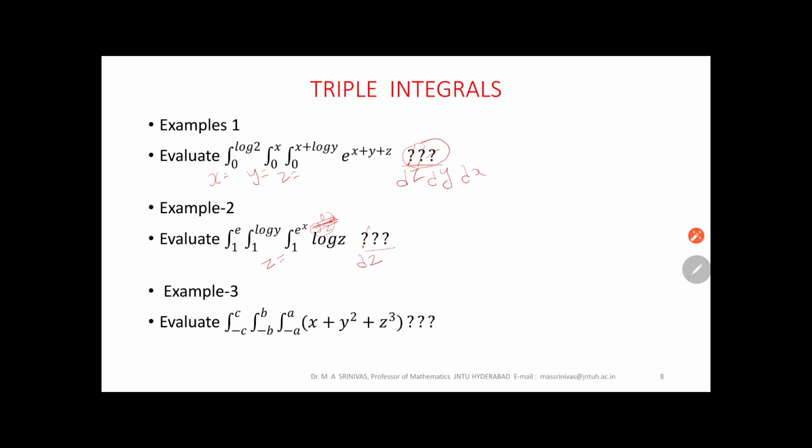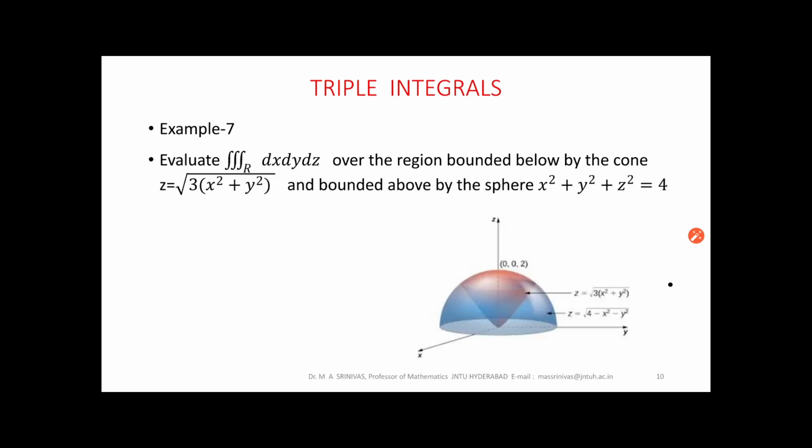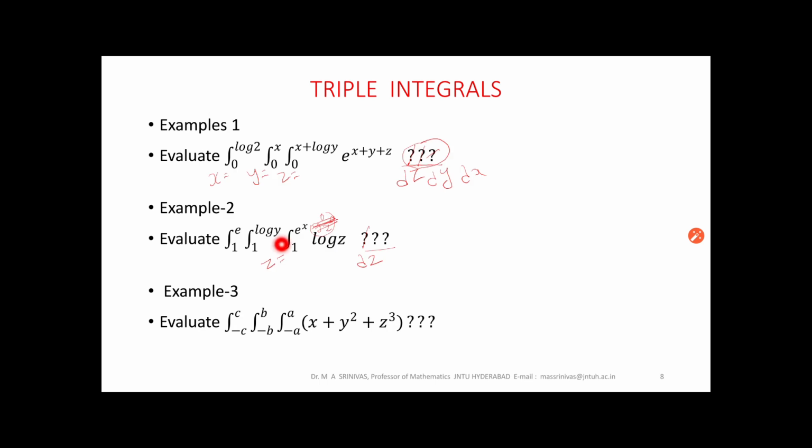And the remaining two variables are x and y. This one is the limit for x, another is the limit for y. Here, if you observe, these are the limits for what variable? These are in terms of y. That means they are the limits for the variable x, and automatically the other one will be y. Therefore, this is dz, this is dx, and after that dy. This is the order.